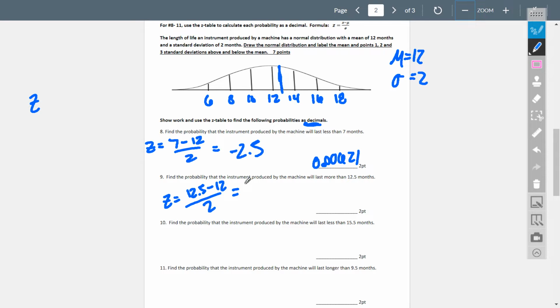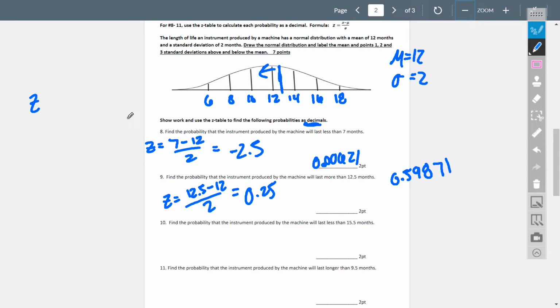Okay, so 12.5 minus 12 divided by 2. It's a z-score of 0.25 because it's slightly above the average. So we'll look at our z-table. 0.25 gives us 0.59871. Now that's going to give us the area to the left of this.